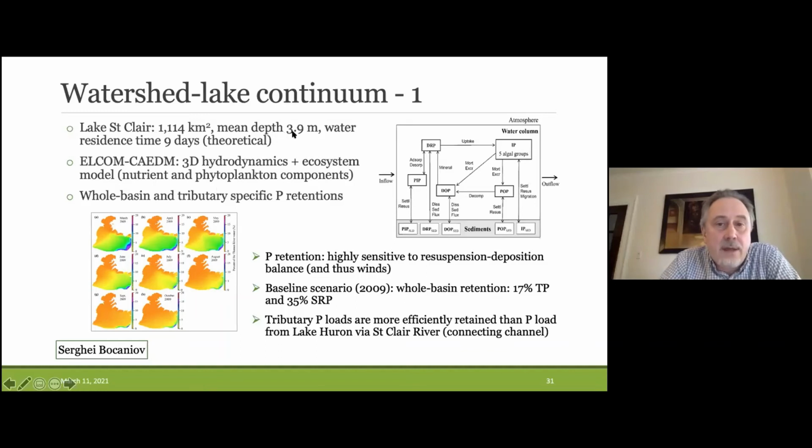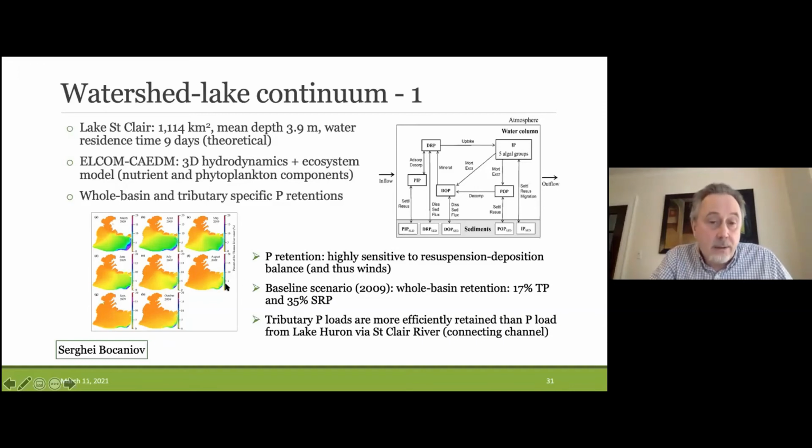Lake St. Clair itself is fairly shallow and has a very short residence time, 9 days. But what he was able to show and calculate was not only the whole basin retention of phosphorus in Lake St. Clair, looking at all the inputs of phosphorus to Lake St. Clair and what is actually going out to Lake Erie through the Detroit River, but also tributary-specific phosphorus retentions. Some of his conclusions were that phosphorus retention is highly sensitive to the resuspension-deposition balance, because it's a very shallow lake and thus depends a lot on the winds, and that can vary, of course, from season to season and from year to year. In his baseline scenario of 2009, he found a whole basin retention of 17% of total phosphorus and 35% of soluble reactive phosphorus.